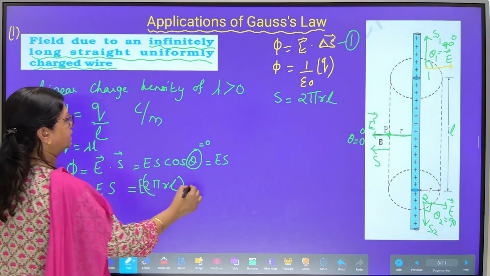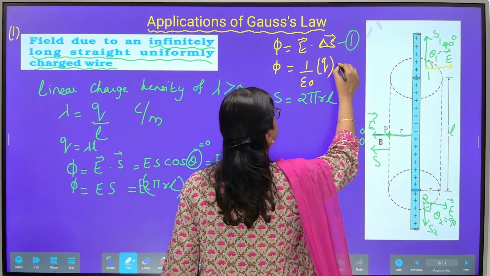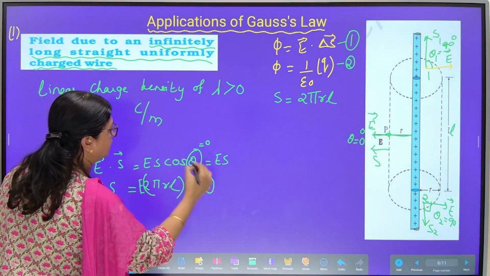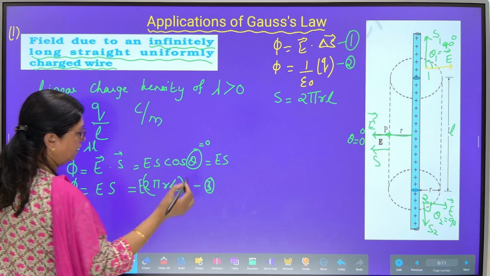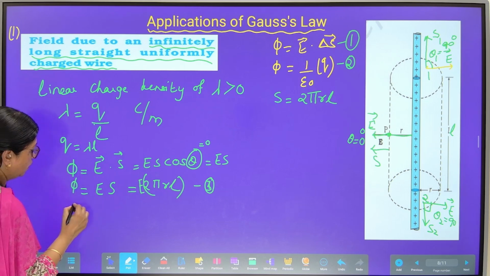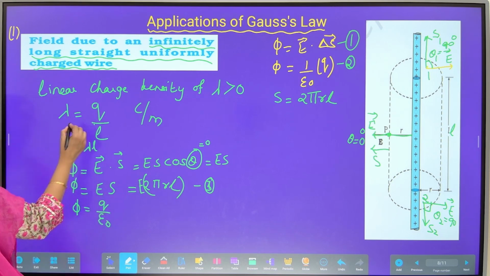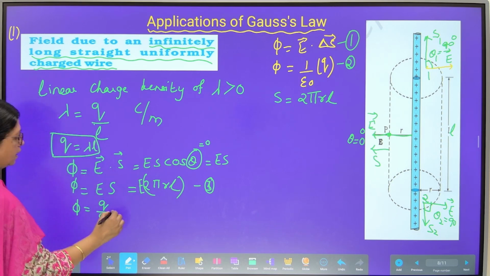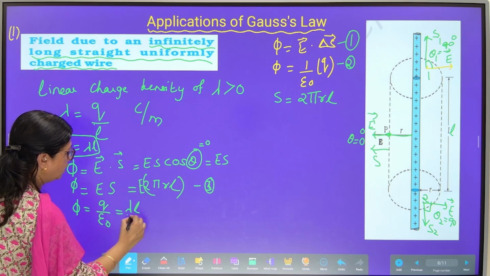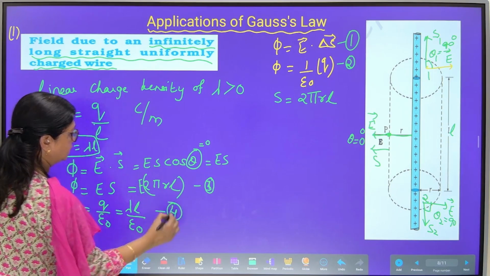Okay. So let me name this as equation number 1. I have already named it as equation number 1, so I will name this as equation number 3. Now I am using the equation number 2 for flux. What is it? Phi is equal to Q upon epsilon naught. What is my Q as got from here? Lambda L. What is lambda? Linear charge density, greater than 0, divided by epsilon naught. So I get equation number 4 for flux.